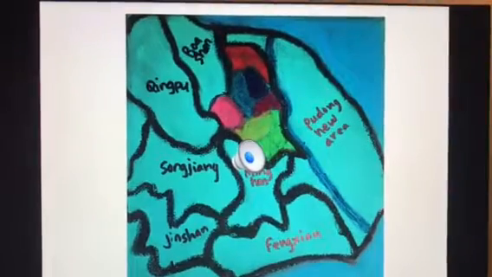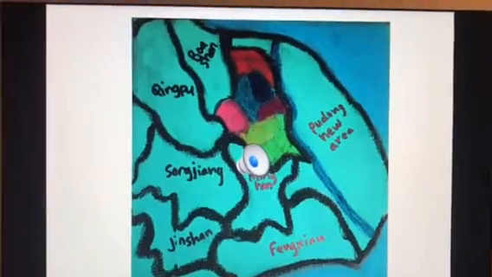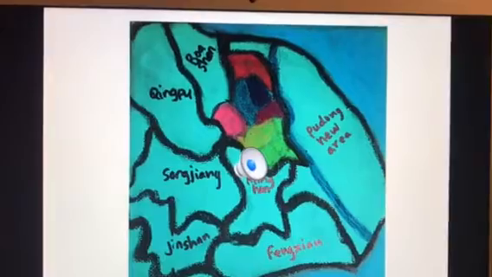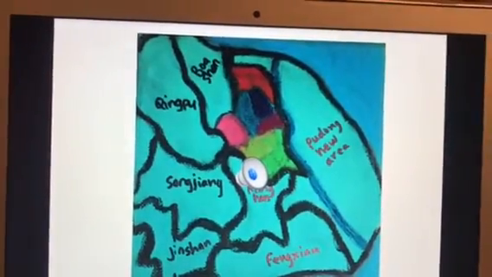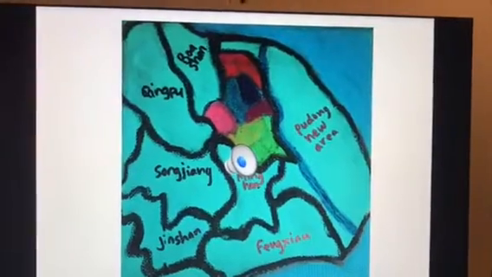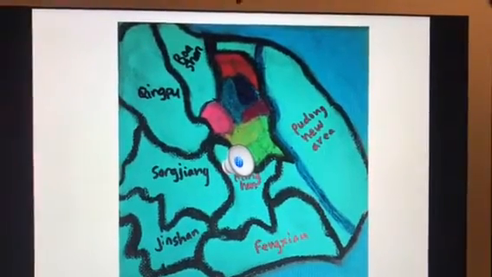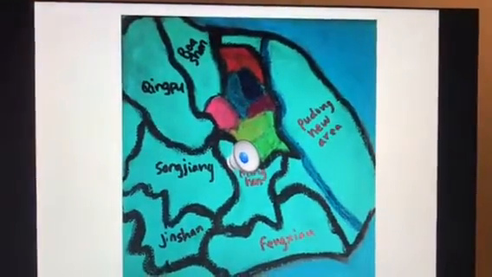As you can see on the side, there is the Pudong River next to these districts, and then along the outer sides, marked in black, are the outer districts of Shanghai, which are considered the suburban districts.